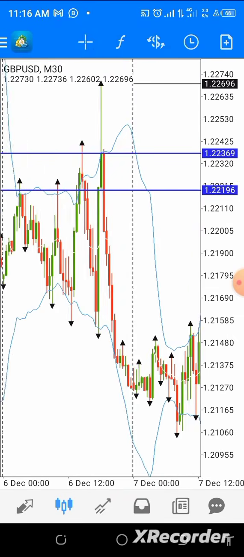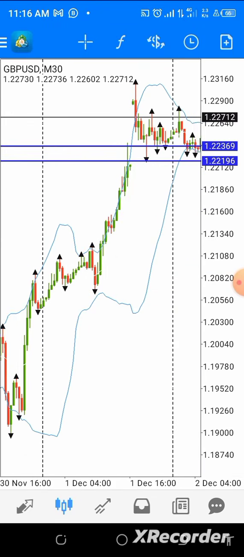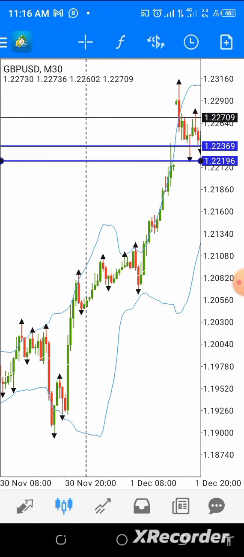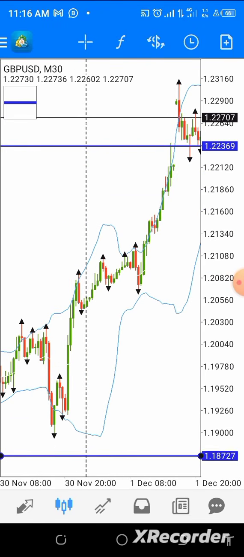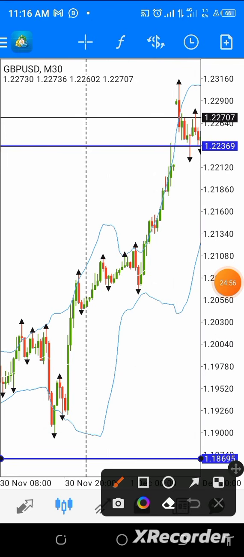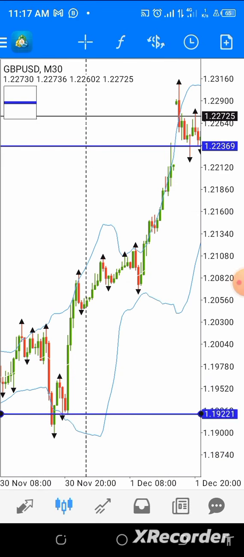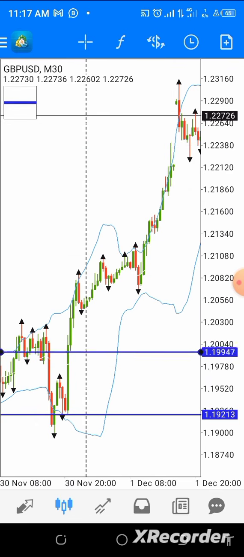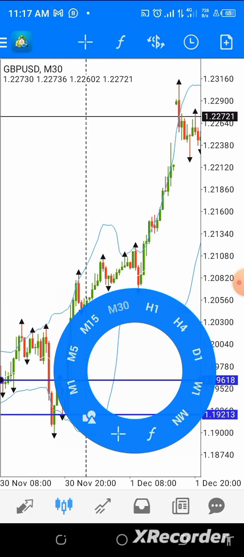Let me show you again how it works and where you put your stop loss. These are your two recent fractals. I'm going to work on this sell fractal and then this buy fractal. You put your horizontal line around this place, and you put your second horizontal line around this place.